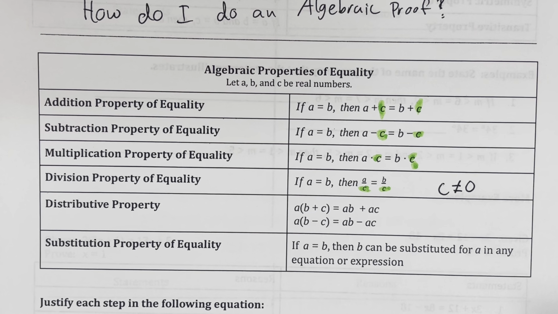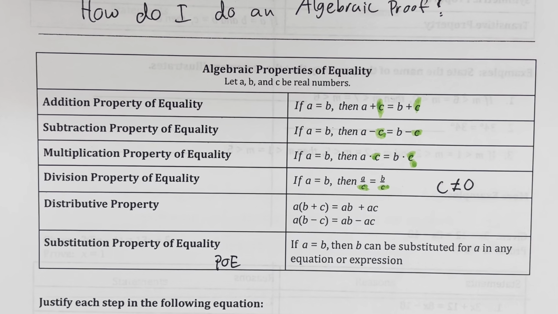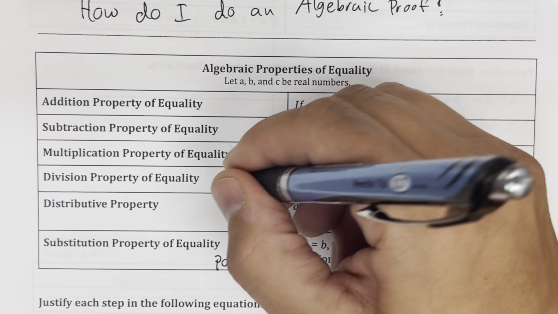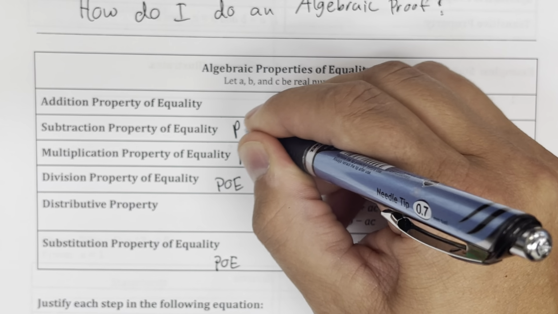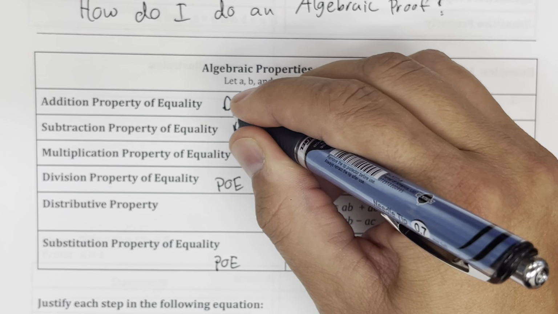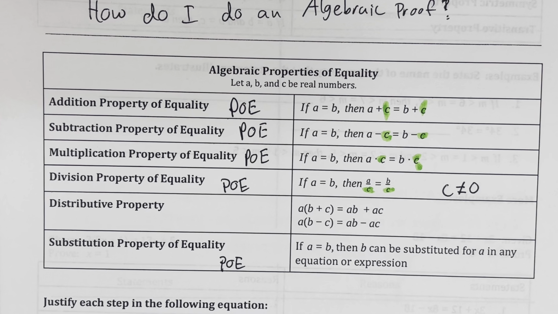And substitution states if A equals B, then B can be substituted in for A and vice versa. A could be substituted in for B. All right, so I can substitute something in. Last thing I will state is a lot of times I will abbreviate property of equality as POE rather than just writing out property of equality over and over and over again.